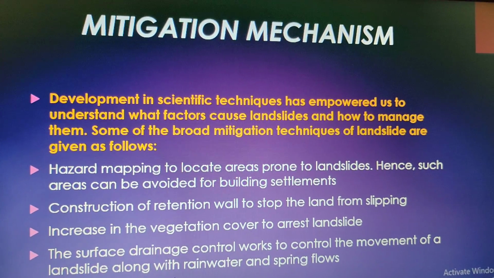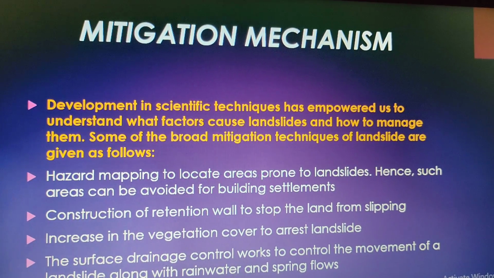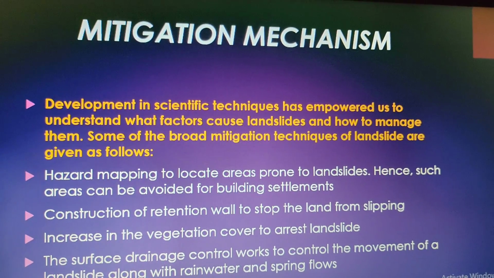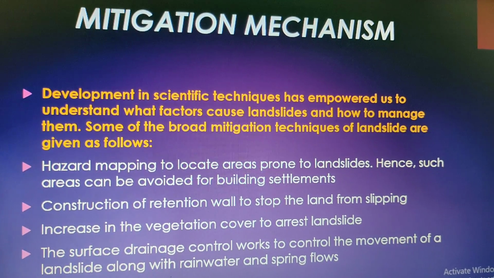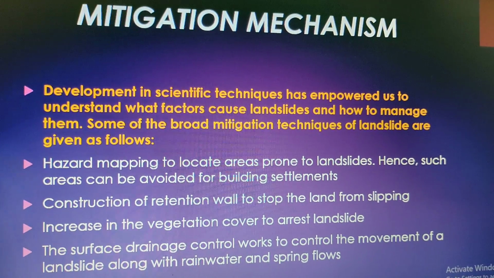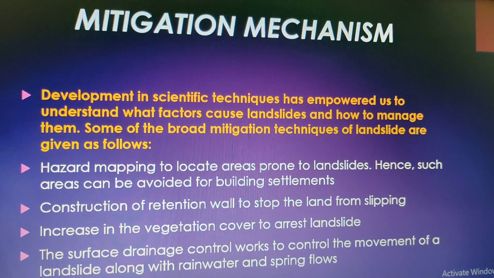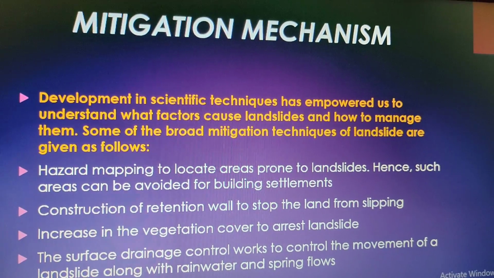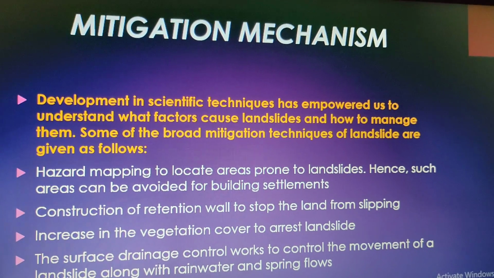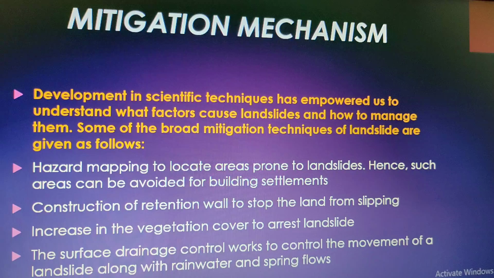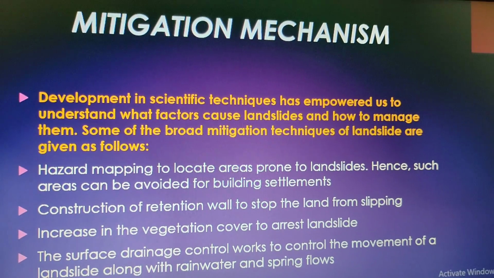Also, we can increase the vegetation cover so that the roots of the plants can hold the soil together. So, increase in the vegetation cover to arrest landslides. Surface drainage control works to control the movement of a landslide along with rainwater and spring flows.